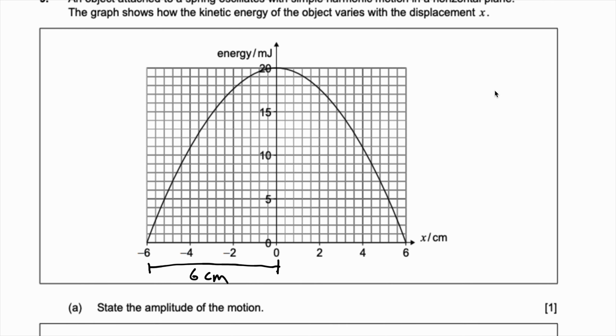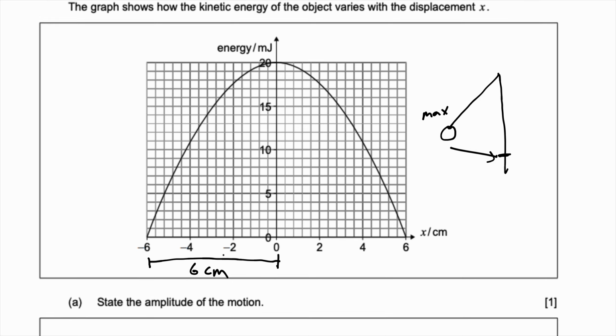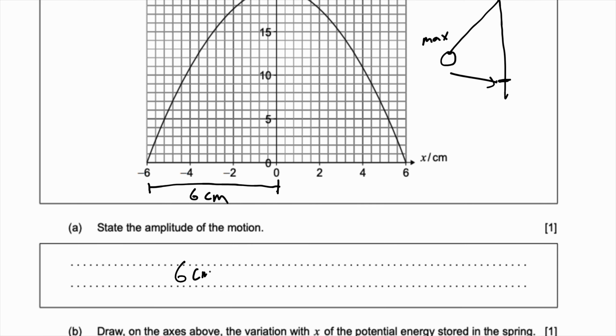This essentially, if I were to draw a small pendulum, would be something like this. So this is the equilibrium position right here, and this is the maxima. So this displacement, going from here to this equilibrium, that's its amplitude, and that's what this half graph represents. That's the 6 centimeters. So 6 centimeters.